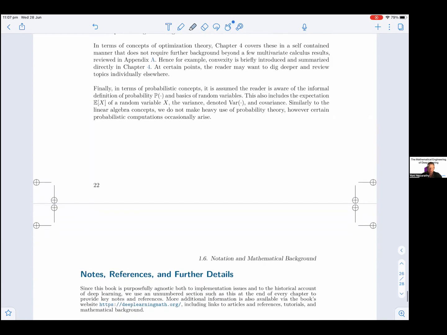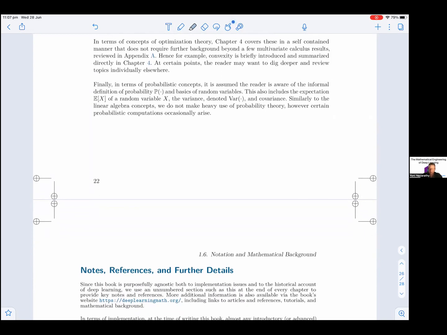In terms of concepts of optimization theory, Chapter 4 covers these in a self-contained manner that does not require further background beyond a few multivariate calculus results reviewed in Appendix A. Hence, for example, convexity is briefly introduced and summarized directly in Chapter 4. At certain points, the reader may want to dig deeper and review topics individually elsewhere.